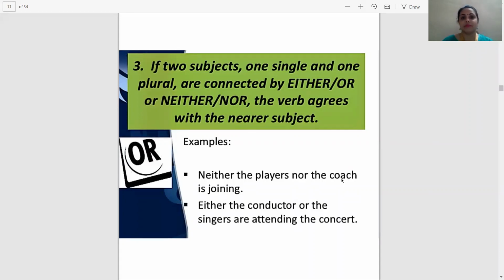Second, either the conductor or the singers are attending the concert. See, now the plural has shifted. The plural has gone nearer to the verb. So that is why the verb has become plural, are. Either the conductor, now here singular, singers, plural. And singers, the plural subject, is nearer to the verb. So that is why we have used are here. This is the third rule.